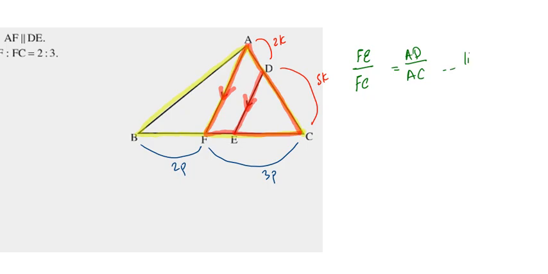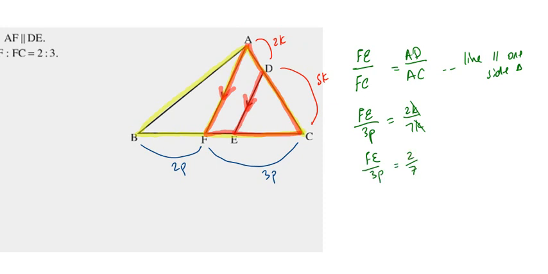You use a line parallel to one side of a triangle. Now we don't have FE, it's our want, and then the given one is 3P. What is AD, that side? It is 2K. What is AC, this side? It is 7K. So FE over 3P is going to be equal to 2 over 7.